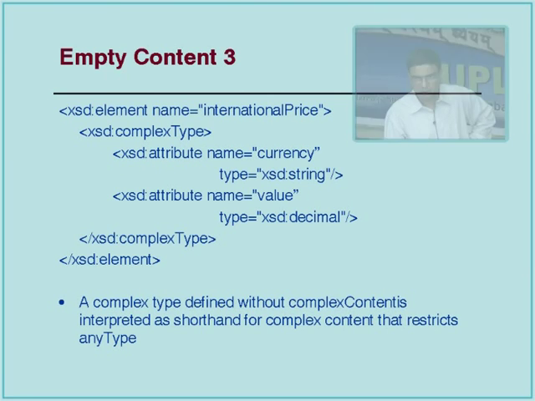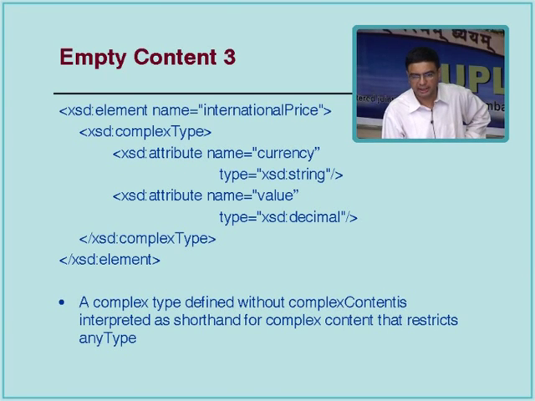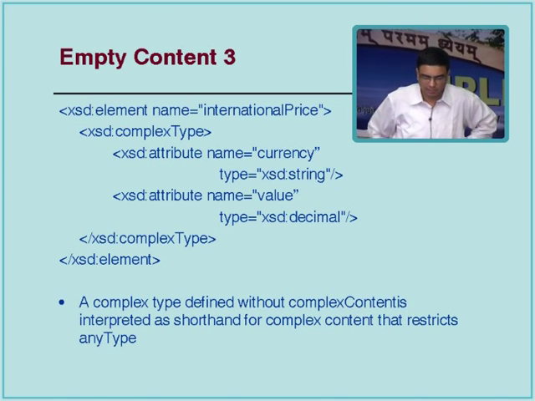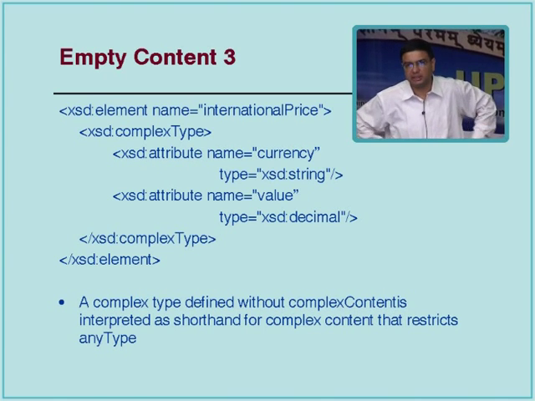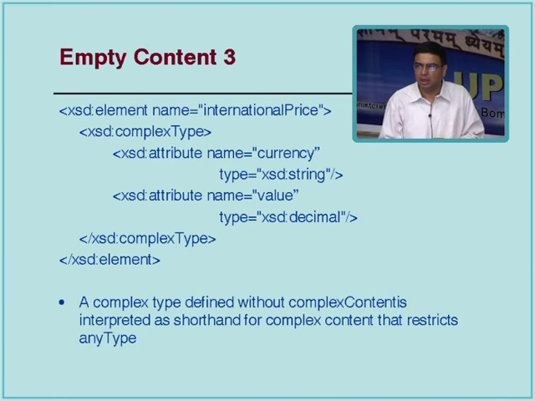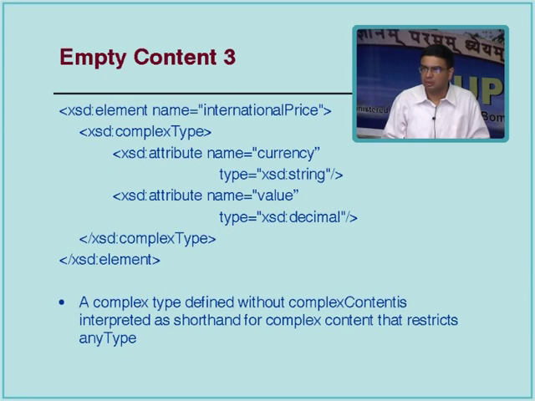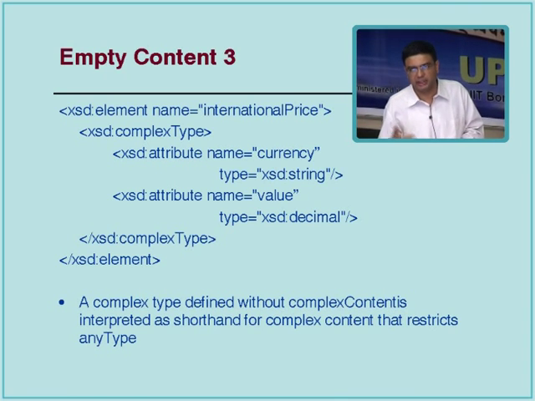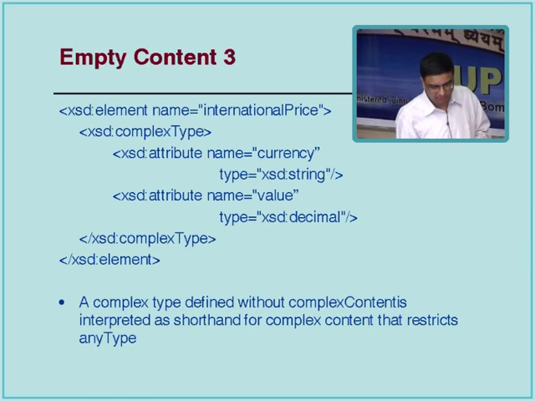So I create default restrictions of the any type, which is a base type within XML schemas which can stand for anything. What is the equivalent? It's like object in Java. So object can be specialized to anything. Everything will eventually be rooted at object. So everything in XML would be rooted at any type. Everything would be eventually derived from this.